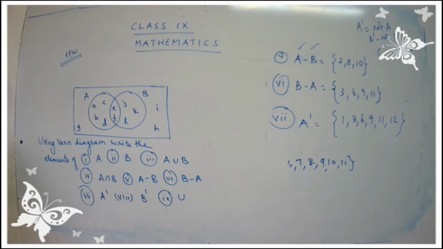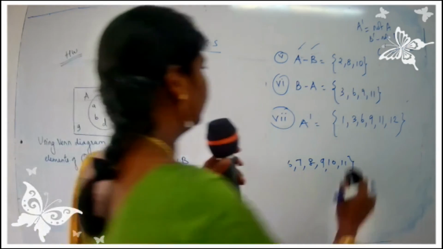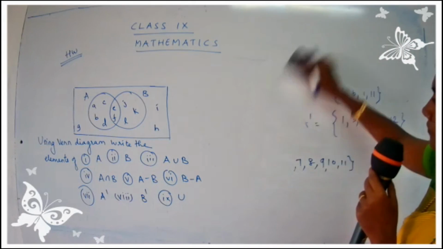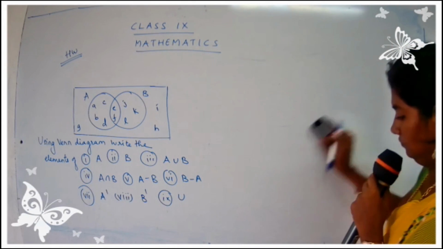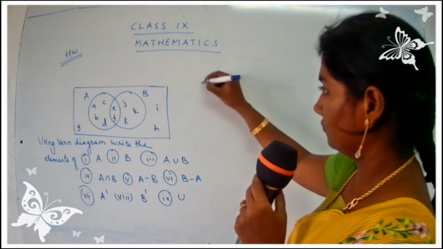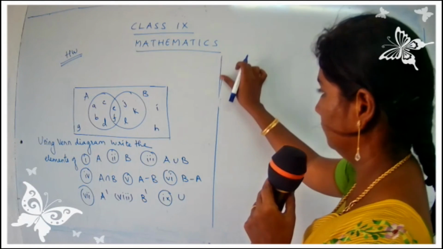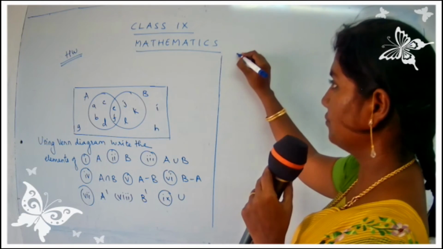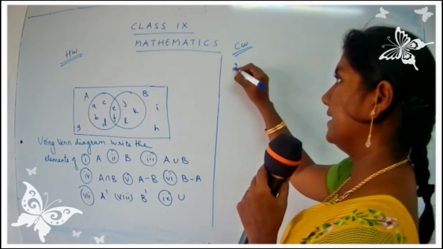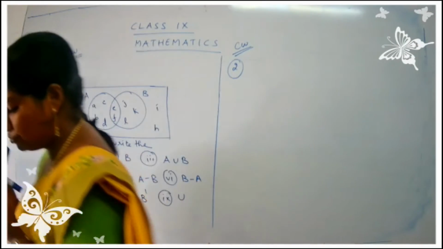Have you completed, children? Okay. Now come back to your classwork. We have completed question number 1. Yes, children? So now we are going to continue with question number 2. Okay, so I am going to continue with your classwork now. Second sum. Question number 2. Take down your classwork.